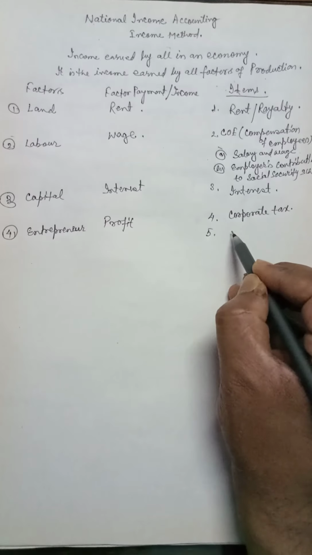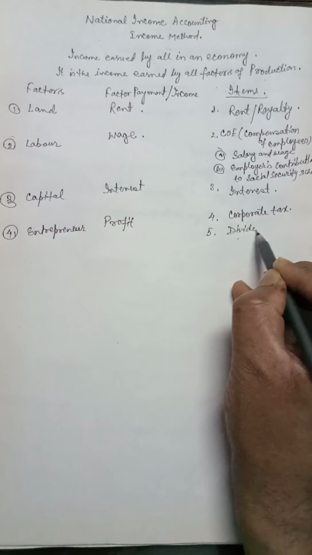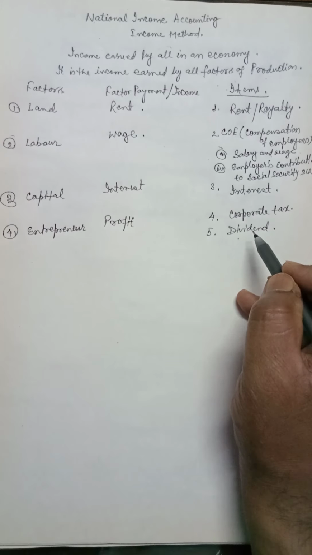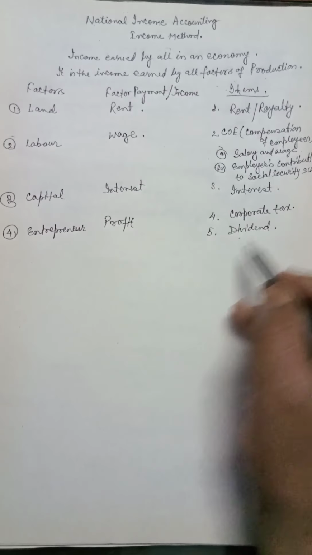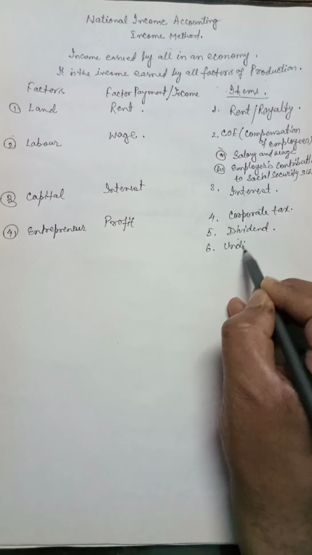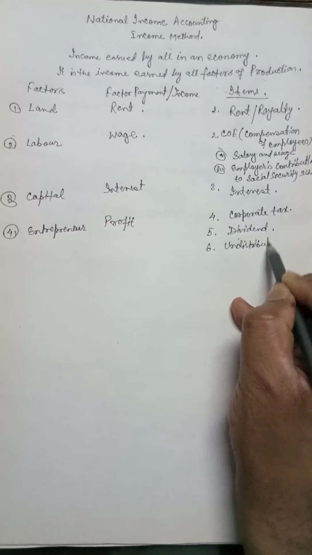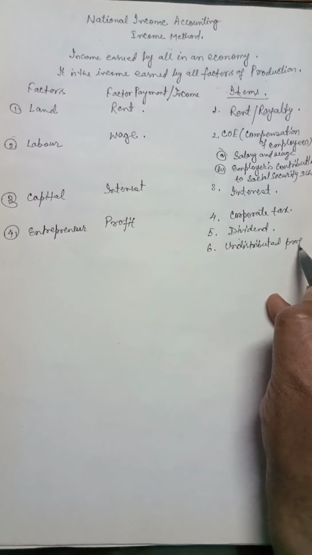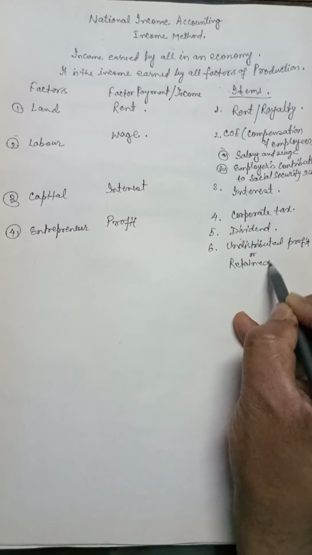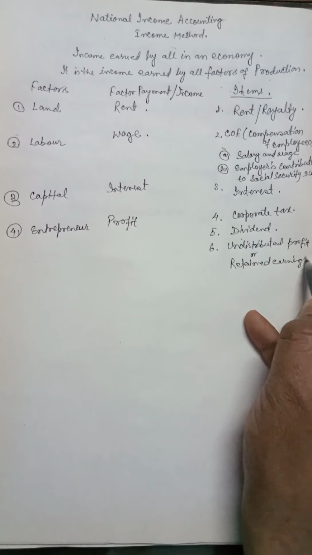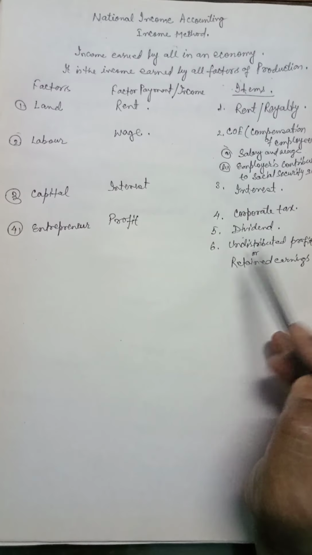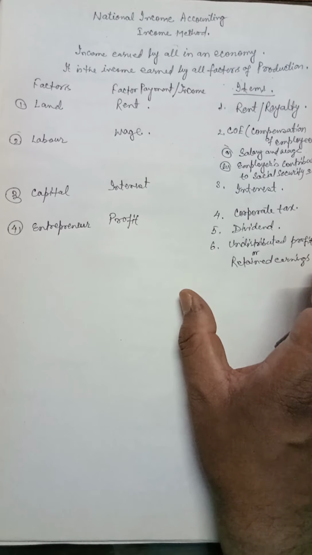Next one is dividend, which is paid to the shareholders for their support to the organization by their investments. And last one is undistributed profit, which is also called retained earnings. So here we have 6 items which we have to include while calculating national income.